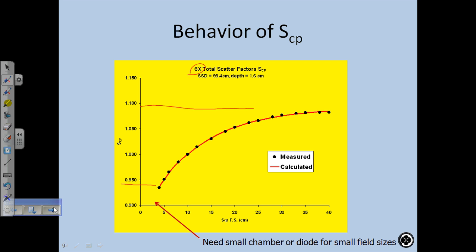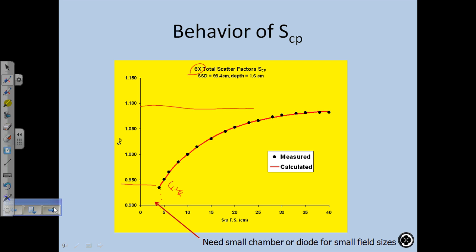So when you're looking up an SFCP, if you look up the wrong number, you could be off by 14%. Make sure you pick the right field size and the right SFCP. And this red line is just a fit of SFCP. Oh, and down here, the smallest field size for SFCP in this curve is a 4x4 field size.